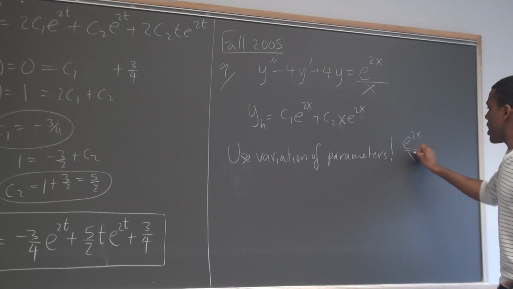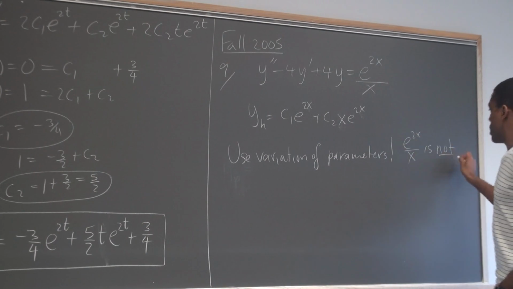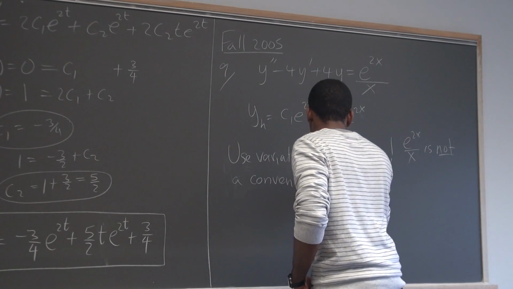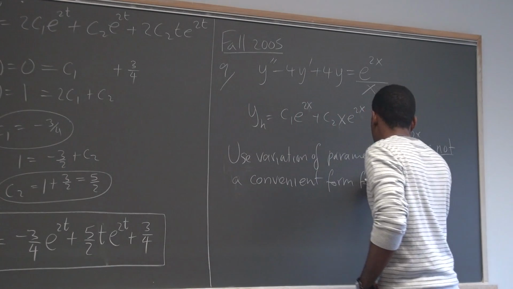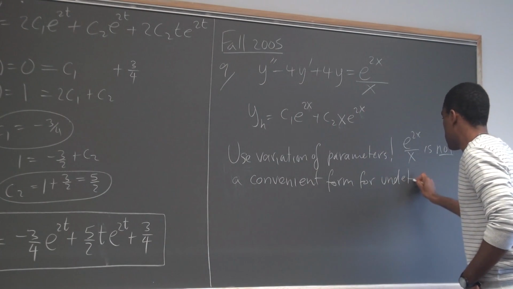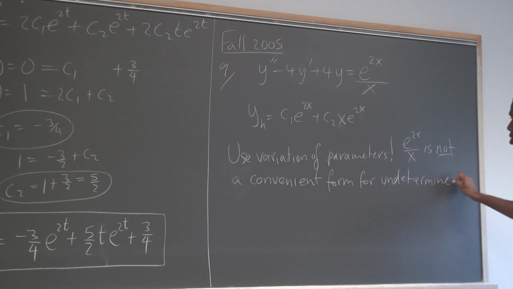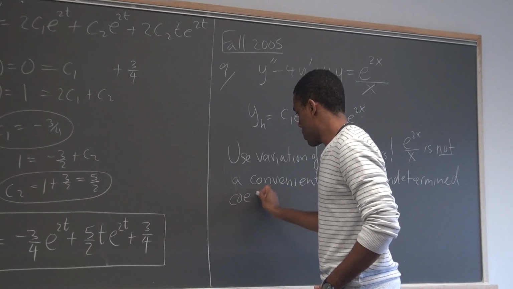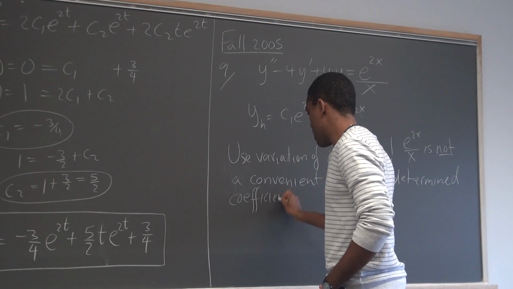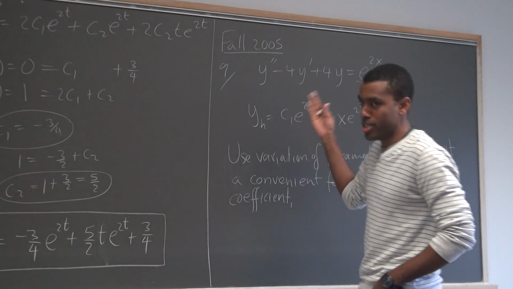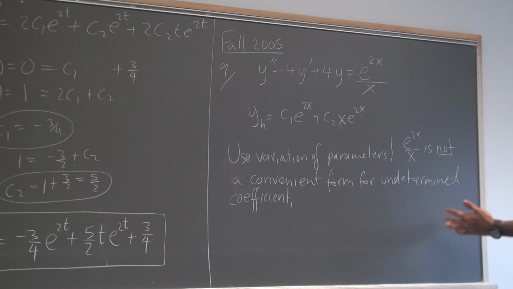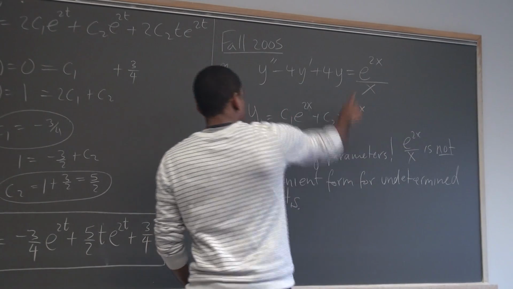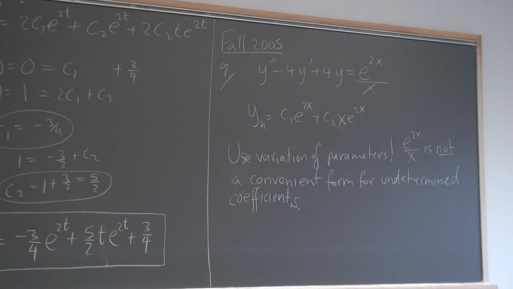e to the 2x over x is not a convenient form for undetermined coefficients. So yes, you have to know what forms work for undetermined coefficients. There are times when a final exam will tell you what method they want you to use, but I won't. I'm just going to give you an equation. You have to figure out, I need undetermined coefficients, or I need variation of parameters, or I need something else. You should recognize that undetermined coefficients cannot work with that.